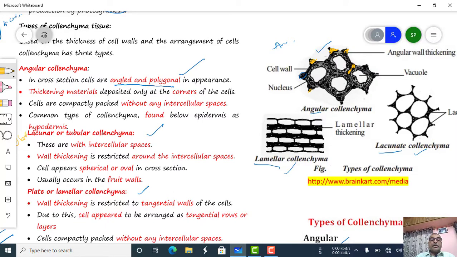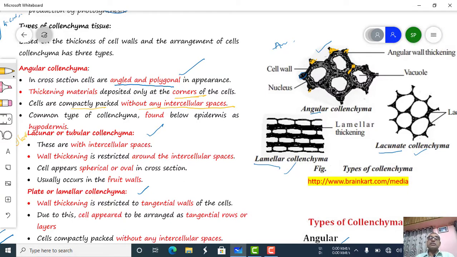So which is the thickening material? Cellulose, hemicellulose and pectin is the thickening material present in the collenchyma cell. This thickening material is deposited at the corners of the cells. Cells are compactly packed without any intercellular space. Such cells do not have an intercellular space.